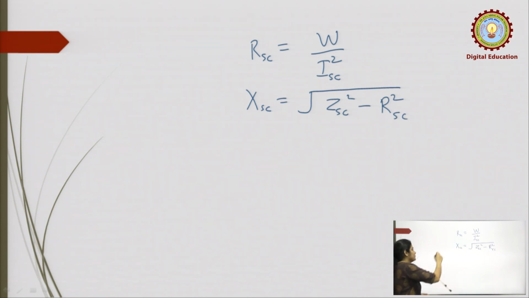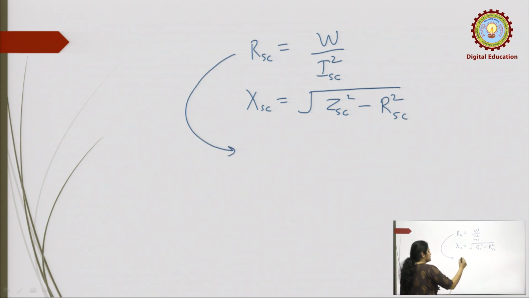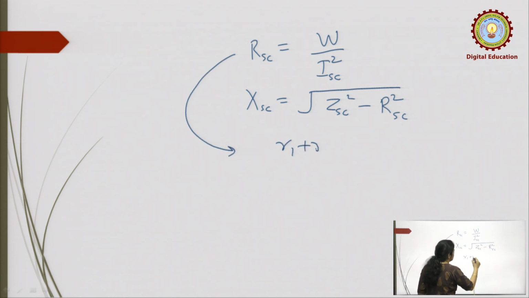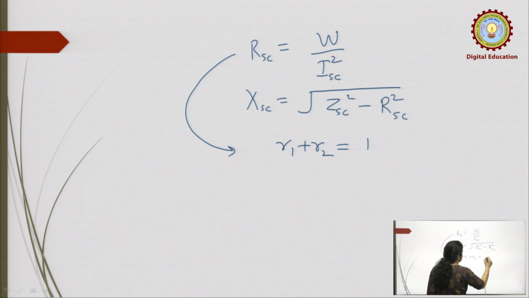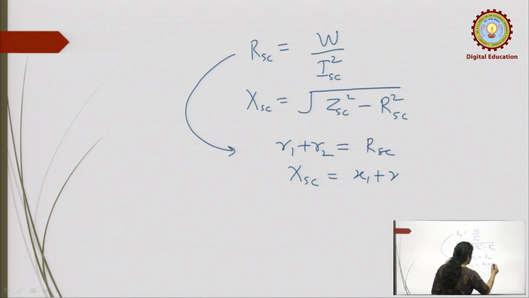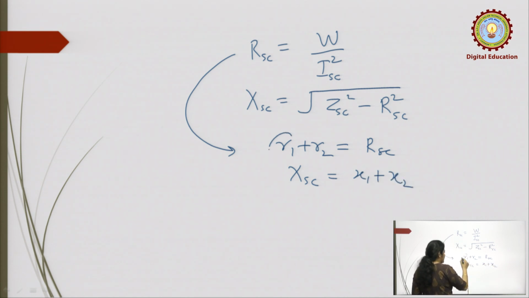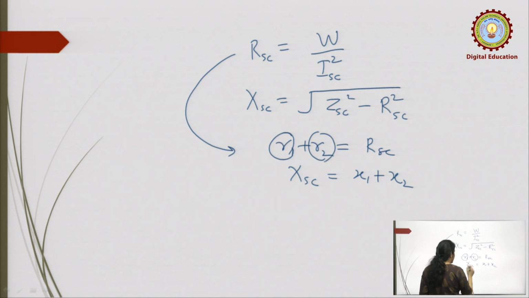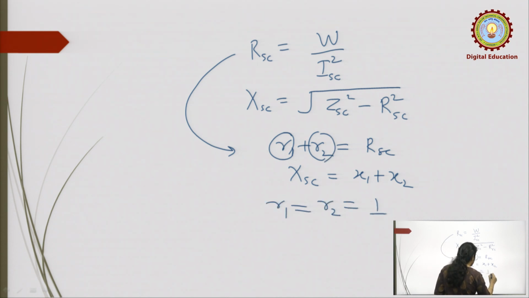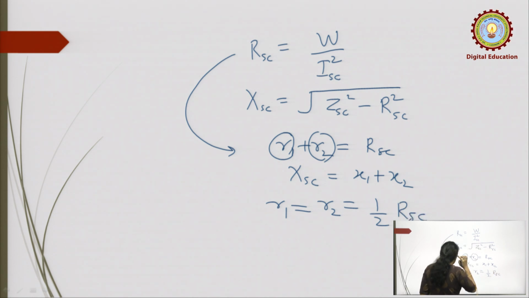Okay, and what about this RSC? RSC is R1 plus R2, and XSC is X1 plus X2. So, we assume that R1 is equal to R2. So, you will get these parameters of the circuit.